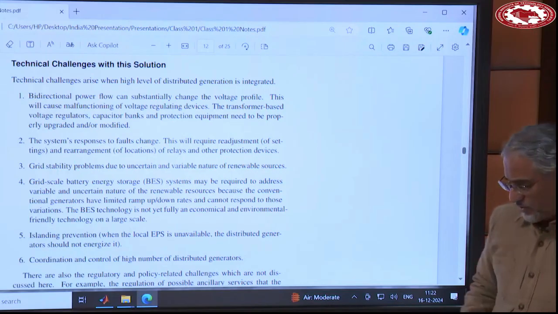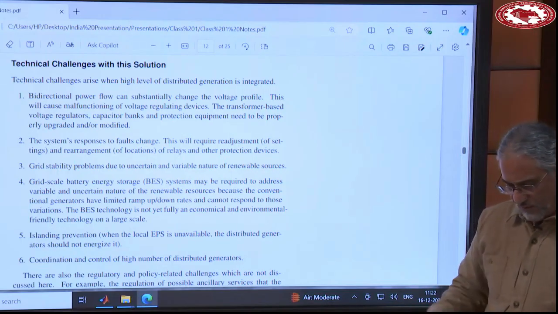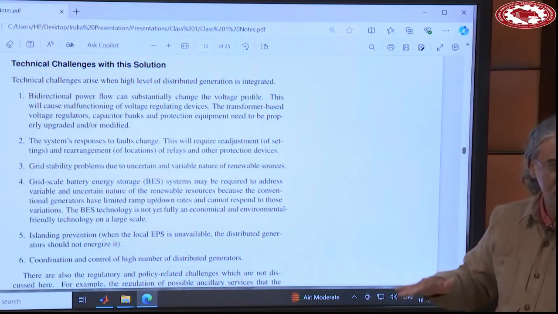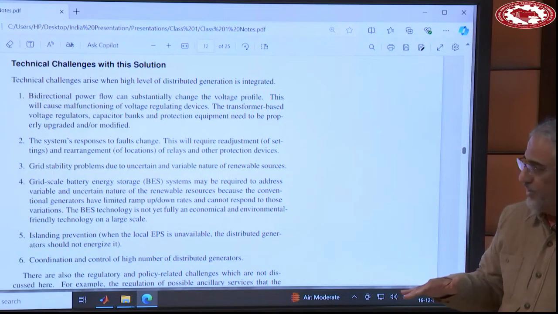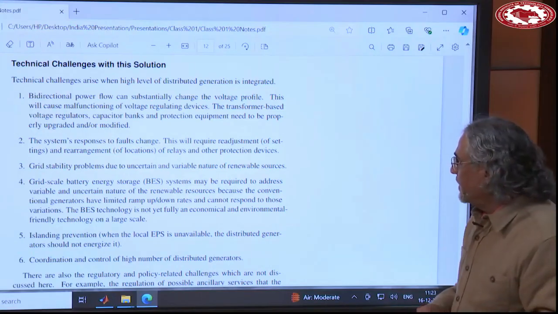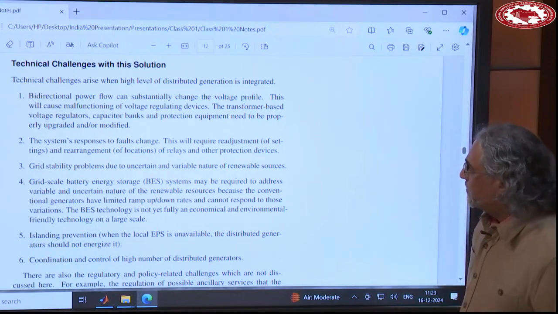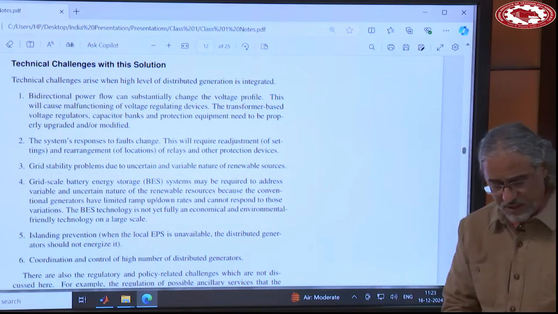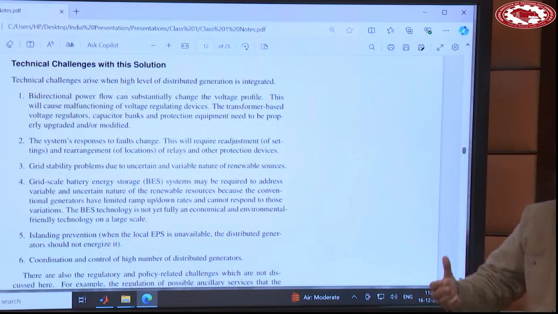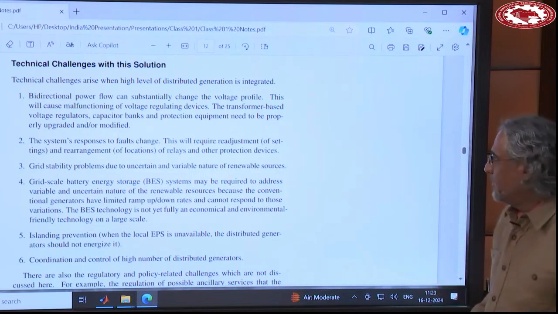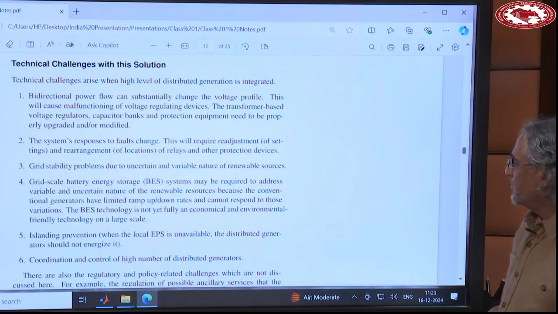Now, if you start connecting distributed generation at different points of the distribution system, this voltage profile will change. Now you need to rearrange the protection systems again. So that's the first item that I have here: bidirectional power flow. Bidirectional means the power can also flow back. At a given node, it can flow back to the power grid. We can substantially change the voltage profile.